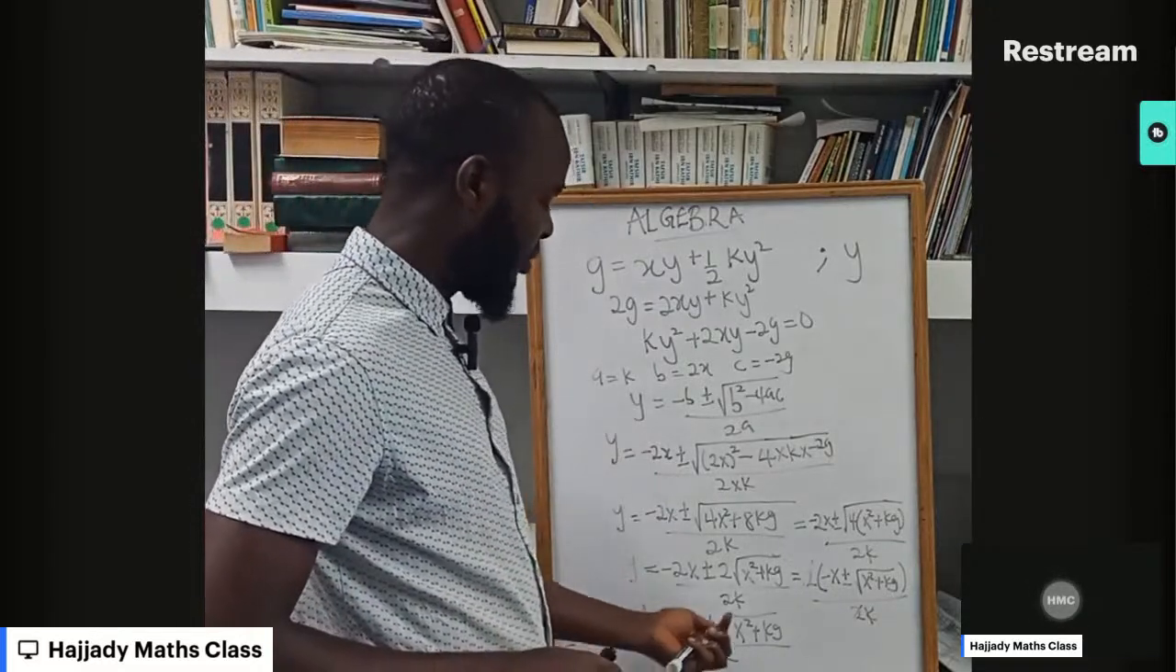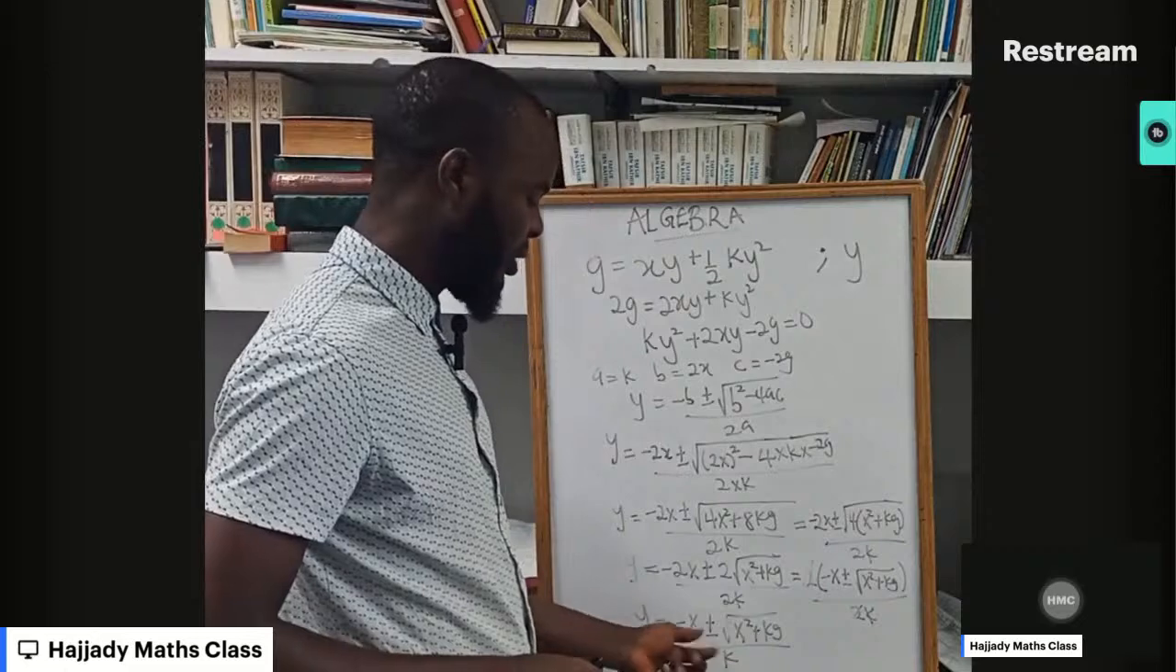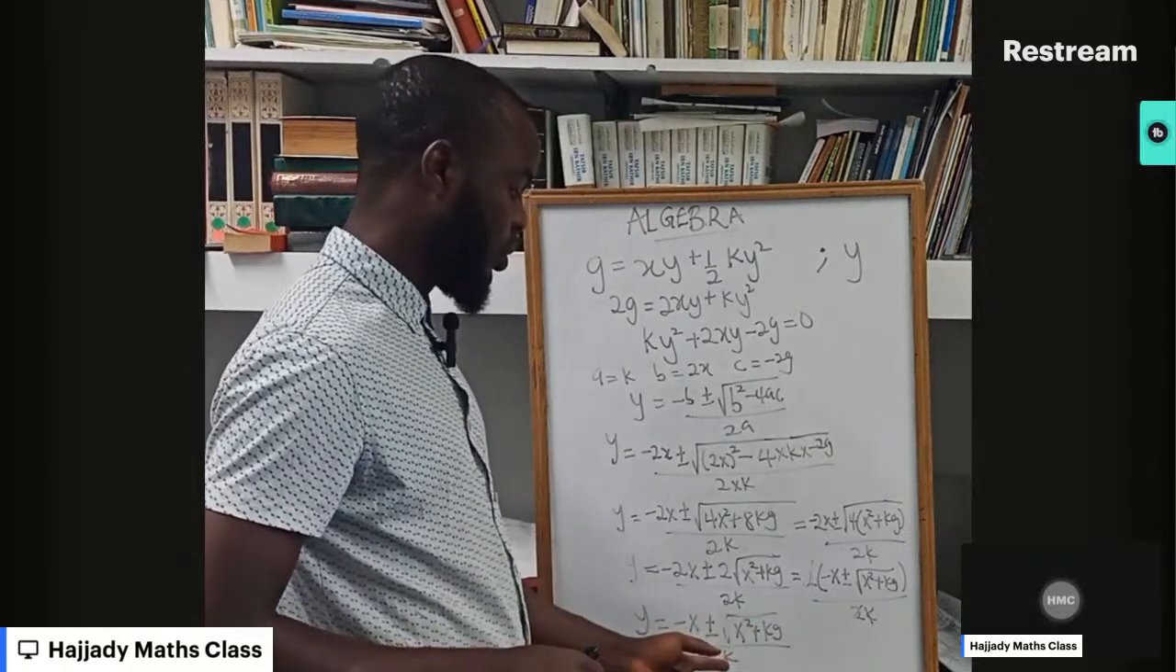So yeah, you can have negative x plus this root over k, or negative x minus this root over k.